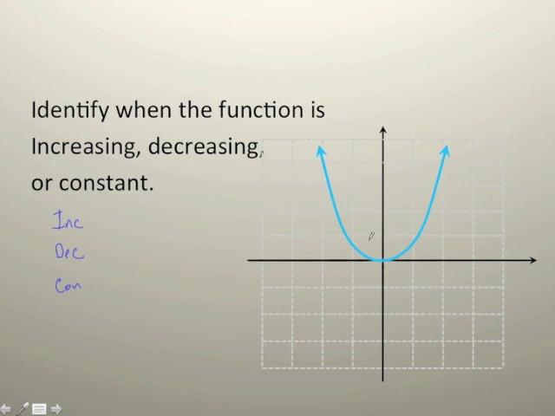Well, right here, as I start from left to right, it's going down. So it's decreasing from negative infinity to 0. Use that bracket for 0 because that's where it stops decreasing. But at 0 it also starts increasing, so we would do a bracket to infinity. When is it constant or flat? Never. You can just leave that a line or make it the empty set.